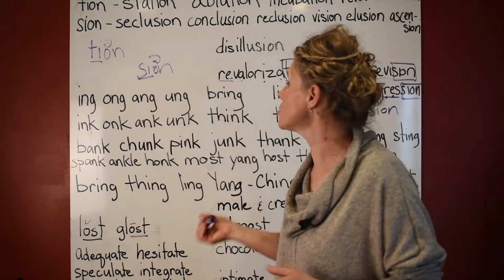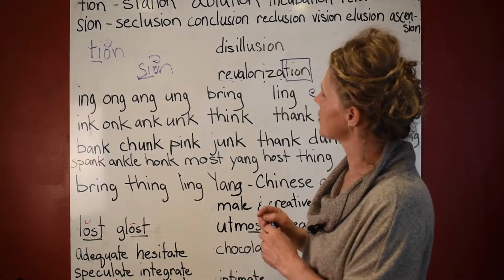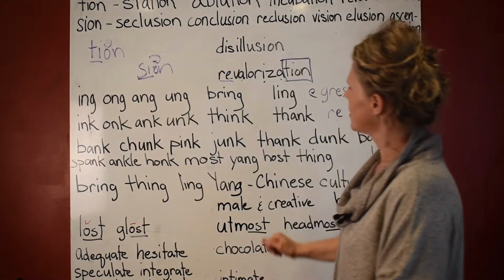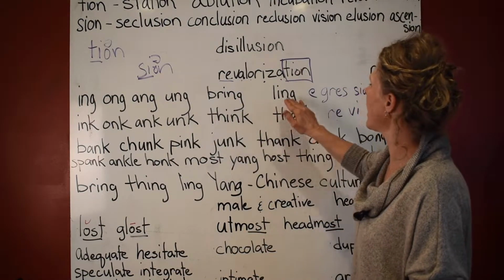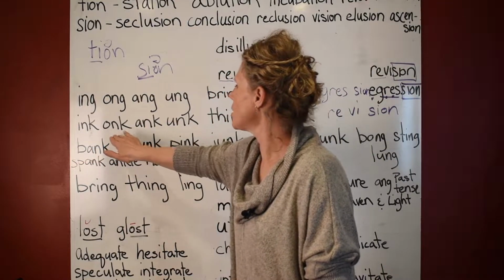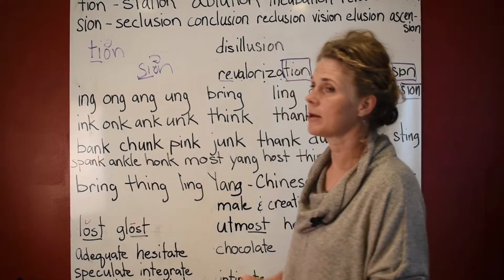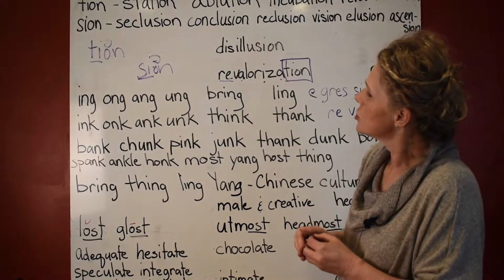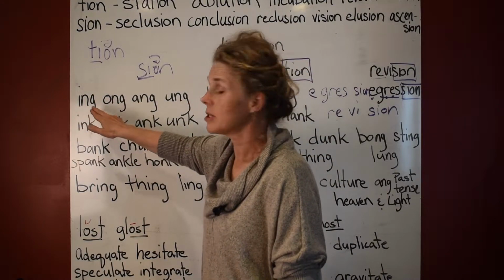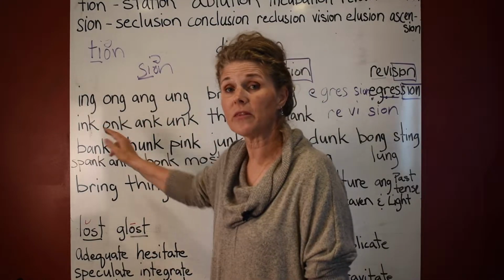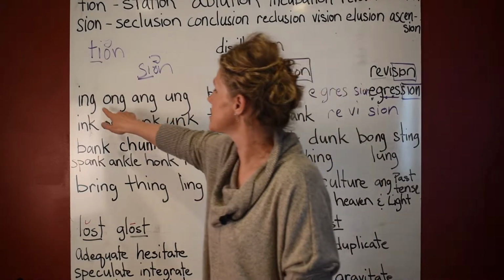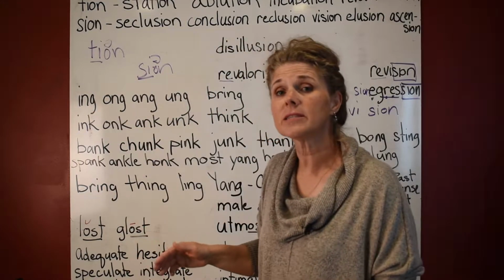Okay, so now let's go over to these units over here. Ing, ong, ang, ung, and then we have some examples, bring and ling. Okay? Ink, onk, unk, ank. Think and thank. So see how these are very similar? They say the E sound. These are super important that they are memorized. You will find these in many, many words, and especially the ing, it's a suffix.